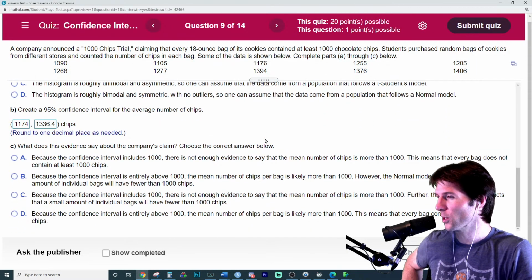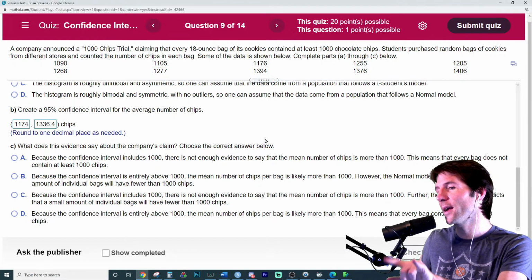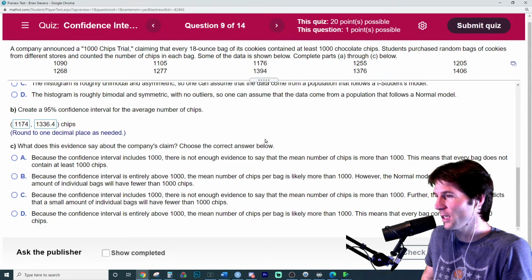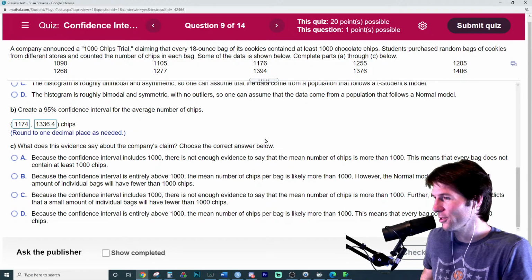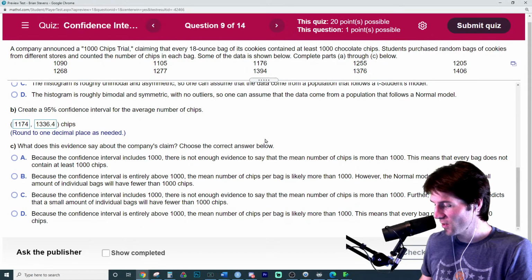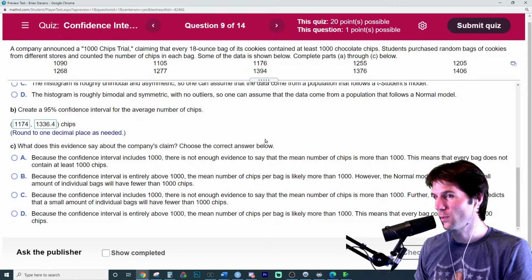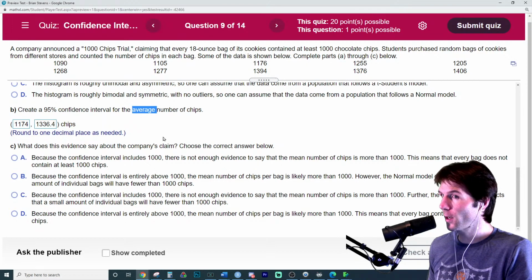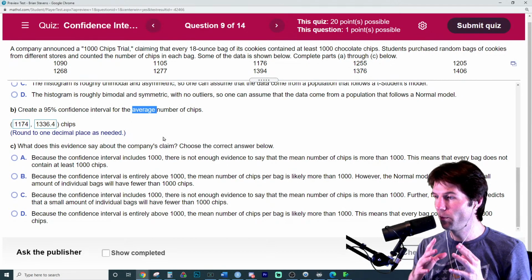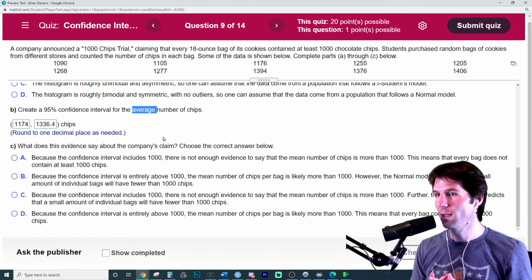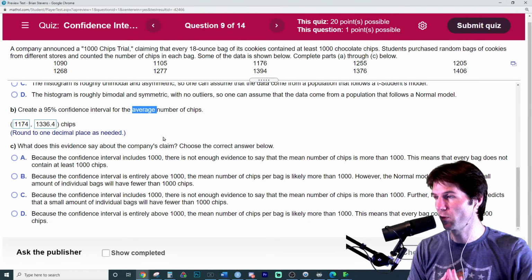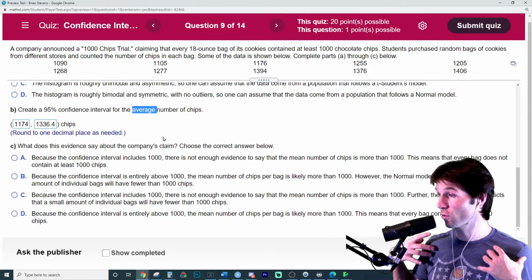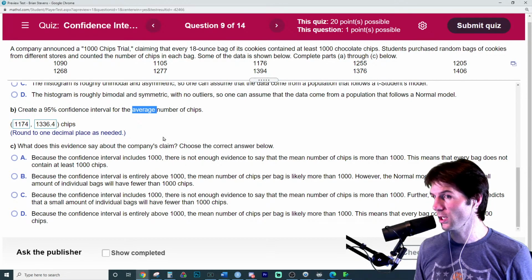And so if someone were to call and complain, saying my 1 bag of chips did not have 1,000 chips in it, we'd say, well, we're very sorry, and maybe we'll give them another bag of chocolate chip cookies, because we're not talking about 1 bag of chips here. We're trying to estimate the true mean. I am 95% confident the true mean number of chips in a bag is contained in the interval 1,174 to 1,336.4. I am 95% confident that the true mean, not an individual bag of chips.